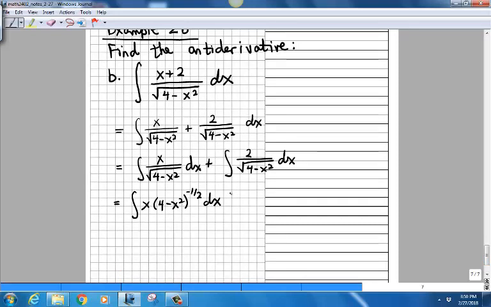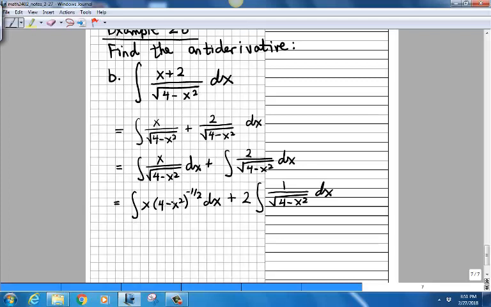The second integral, I'm going to factor out this 2 in front of the integral sign. So that's a constant, so you know you can factor that out, right? And then the second integral, I'm going to integrate using the arc sine function. All right, so let's take these one at a time.